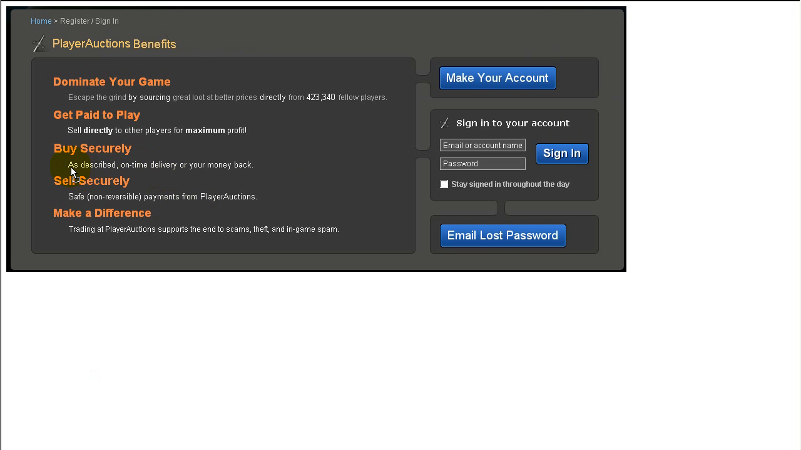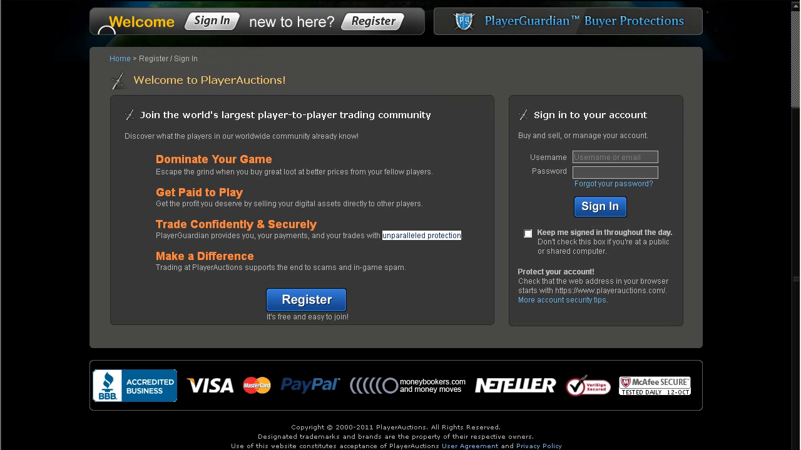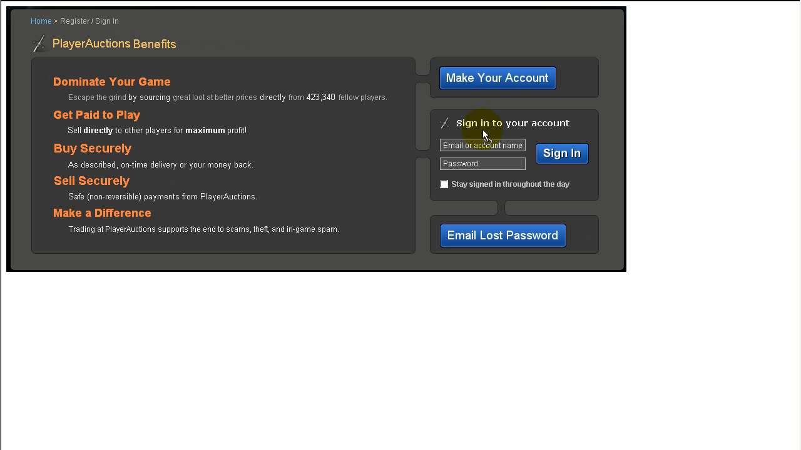So instead of simply saying unparalleled protection, I say you can buy securely, you get as described, on-time delivery, or your money back. That's a very important and useful detail, and it's compelling. Now this over here isn't very compelling because it's not detailed. And then for sellers, we say sell securely, safe, non-reversible payments from player auctions.